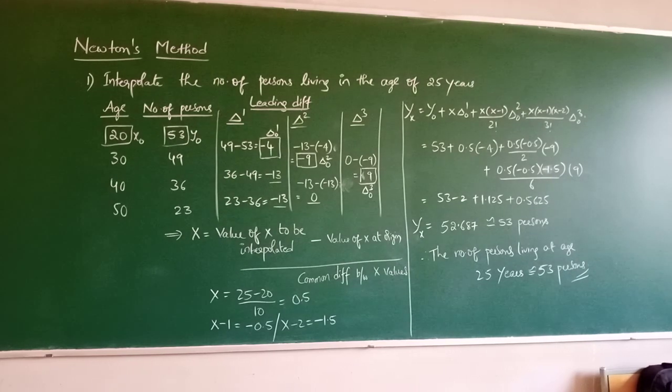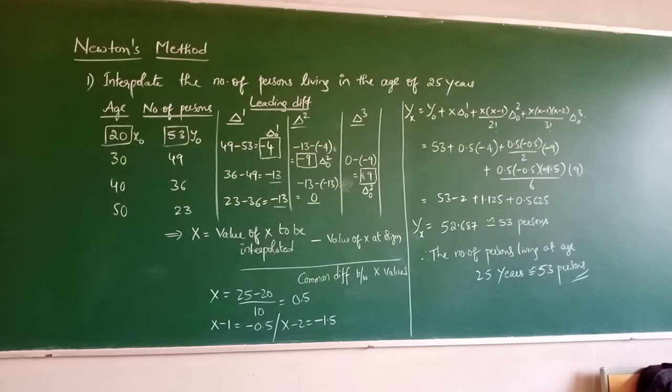From y naught, 53 plus x 0.5 into delta naught 1 is minus 4, plus x minus 1, that is 0.5 into x minus 1 is minus 0.5, divided by 2 factorial is 2 into 1, 2, into delta naught 2, that is minus 9, plus 0.5 into minus 0.5 into minus 1.5, x minus 2, divided by 3 factorial, 3 into 2 into 1, 6, into delta naught 3 is plus 9. After simplifying you get 53 minus 0.5 into 4 is nothing but 2, there minus 4 is there, therefore minus 2, plus 0.5 into 0.5, how much?